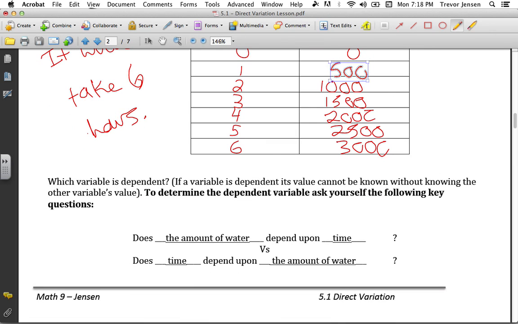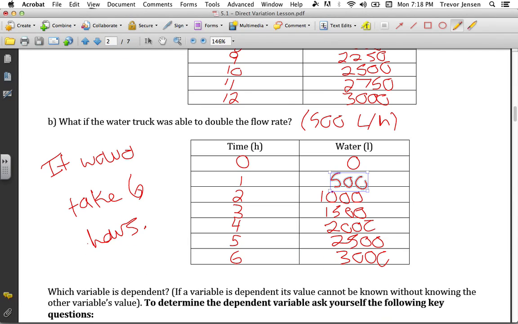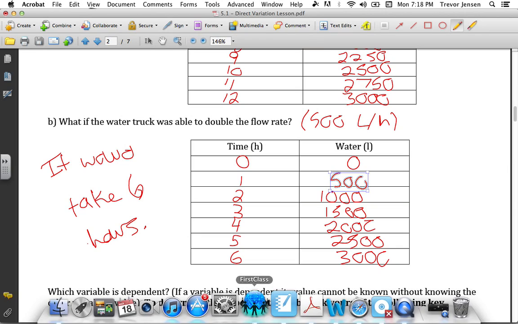So the next part of the question says, which of these variables is the dependent variable? We're going to have to remember the difference between a dependent variable and an independent variable in this unit. Okay, so look at the table of values to see your two variables. I've got time in hours and water in liters. So those are my two variables, time and amount of water. So which one of those is dependent and which one is independent?